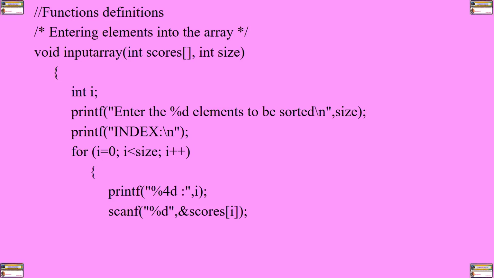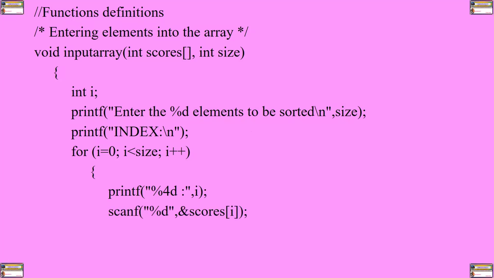Once that is done, the processor will increment the content of memory location I with 1. So if it was 0, it will be incremented with 1. That means 0 plus 1, which is 1. Then it will print the index as 1, spaced to 4 characters.